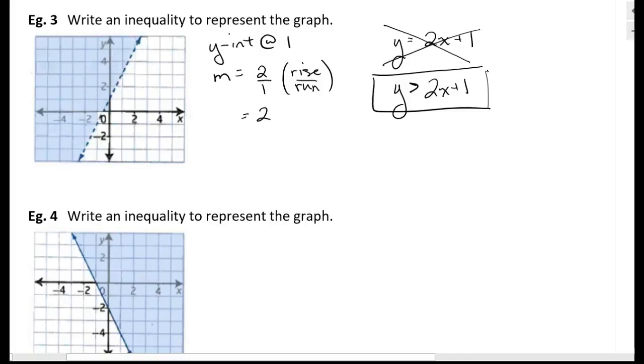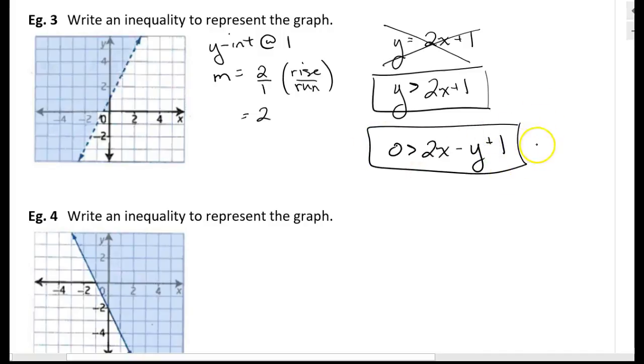If you are asked for it in general form, what would you do? Well, you would just move your y over onto the other side, because we always want our x to be positive. So you'd have 0 is greater than 2x minus y plus 1. Okay, so this is in general form.